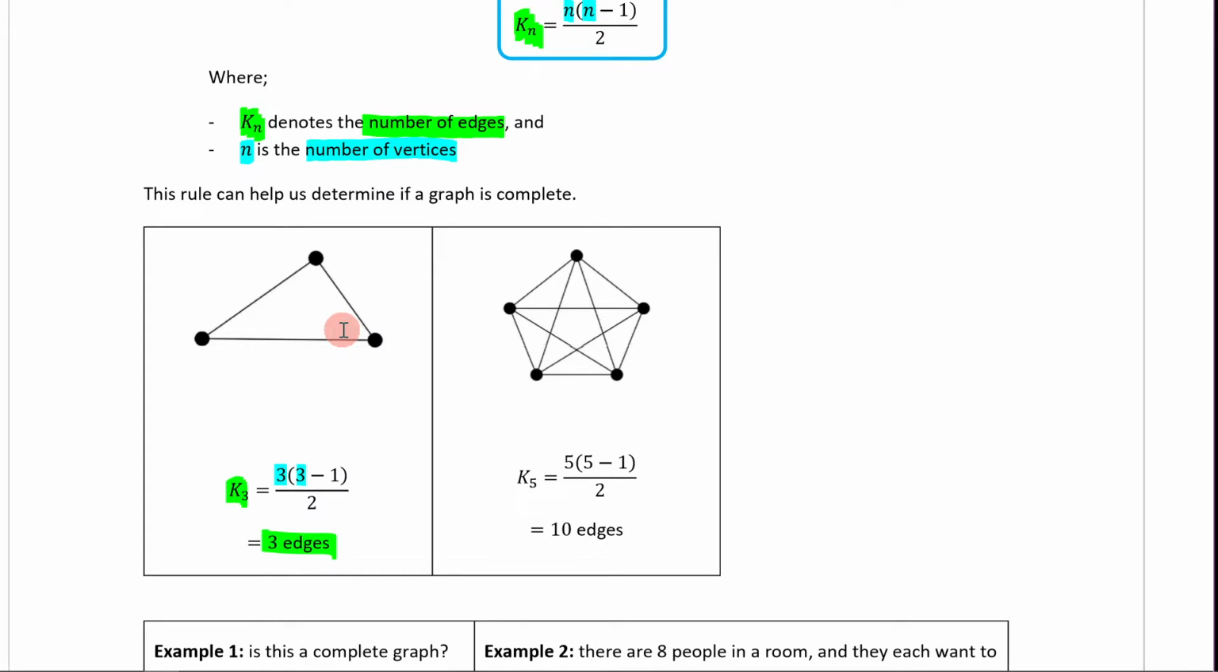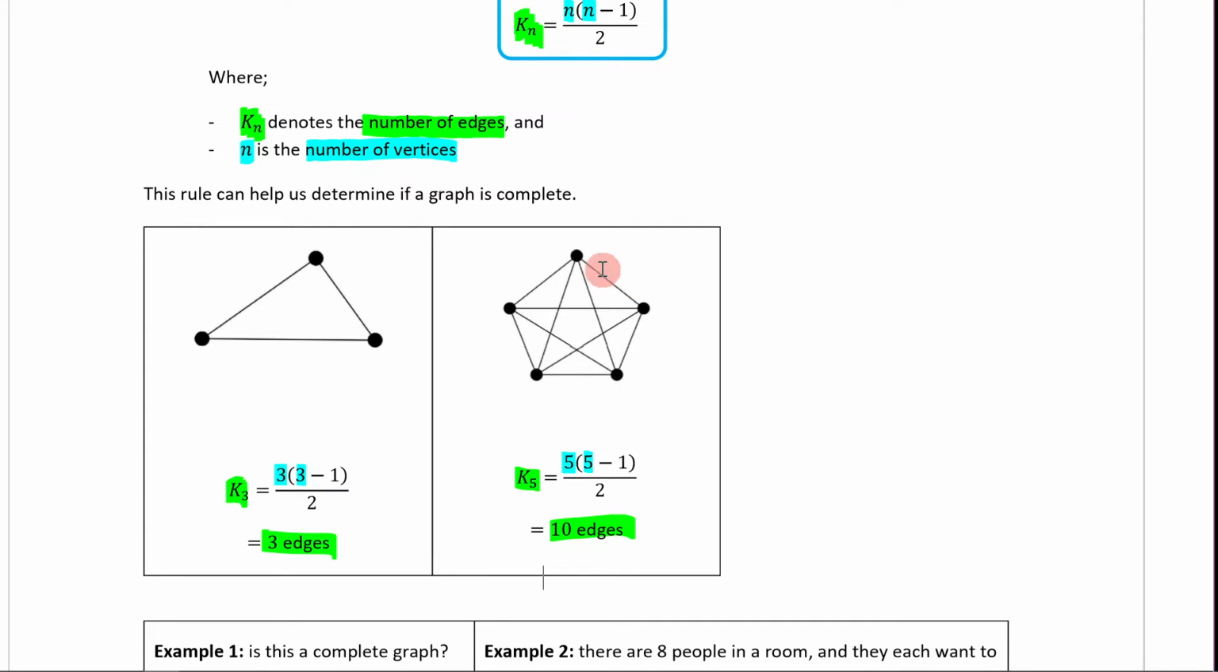So if we come over here and do it again, this is telling me the amount of edges I'm going to have. I put in the amount of vertices I have. So here I've got 1, 2, 3, 4, 5. 5 minus 1 is 4. 5 4s are 20. 20 divided by 2 is 10. So that means I have 10 edges. Now we can double check that. We have 1, 2, 3, 4, 5, 6, 7, 8, 9, 10. 10 edges right there. So this indeed is a complete graph.